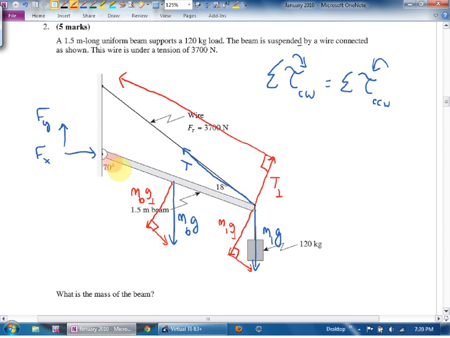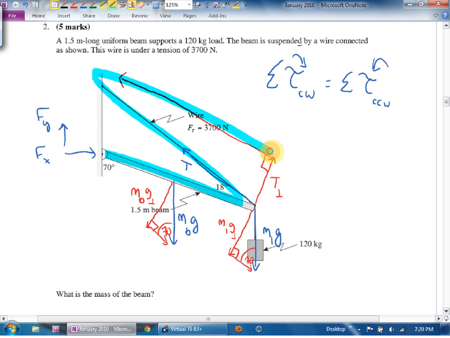Now, how big is this angle right here? How big is this angle right here? See the Z? How big is this angle right here? There, I've got my 70 in the bottom. This is going to be 70. This is going to be 70. Let's try that again up top. How big is this angle right here? 18. Can you see the Z? How big is this angle right here? 18.